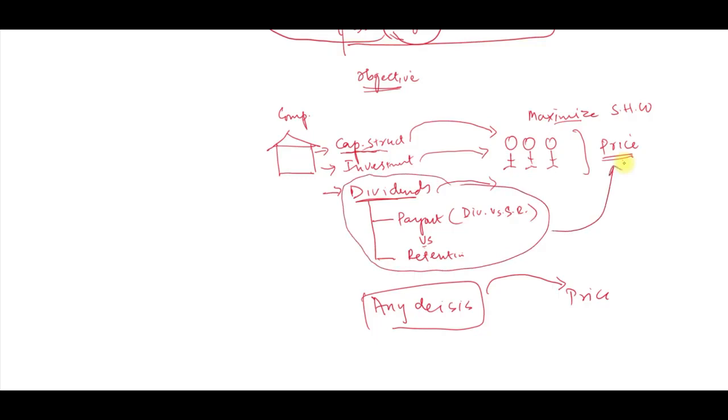Okay, and when we look at the price, we can change the price when the denominator normally changes. So we will see if we have any effect on RE. When RE changes, then price also changes. Okay, so ultimately for any decision that we make, we have to look at whether that decision has any impact on the price or not. Okay, so let's see that.